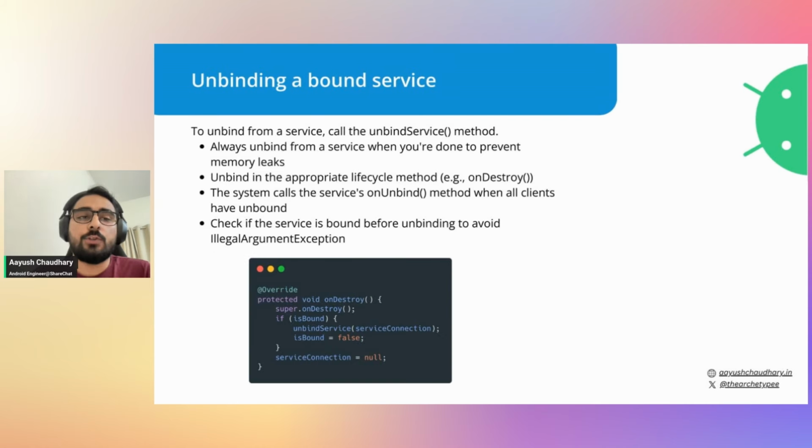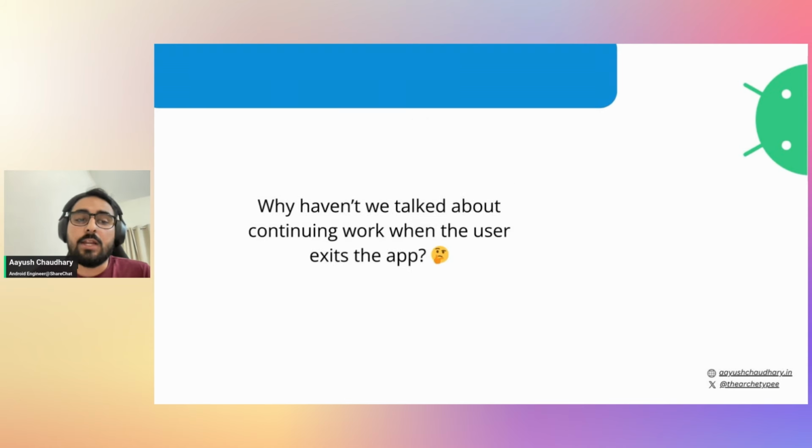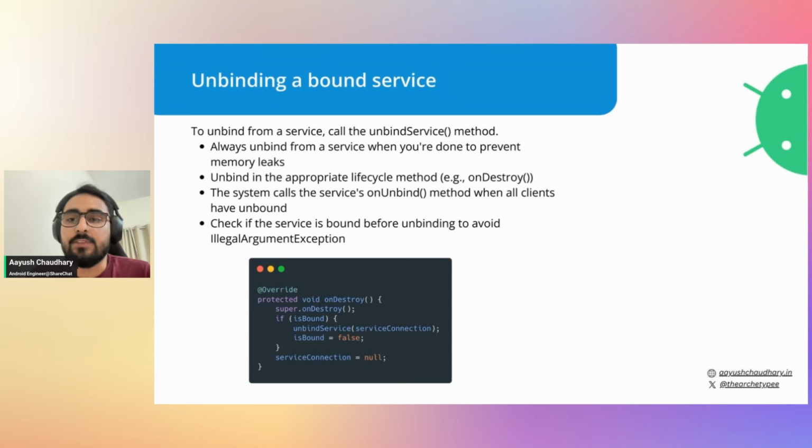You should always call unbindService to unbind from the service to prevent memory leaks. As a rule of thumb, unbind the service in the appropriate lifecycle method to release the reference to that component so that it won't cause any memory leak. Before unbinding the service, you should always check if the service is bound or not. Otherwise, it will throw an IllegalArgumentException.